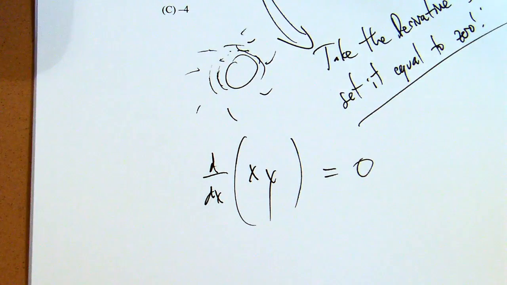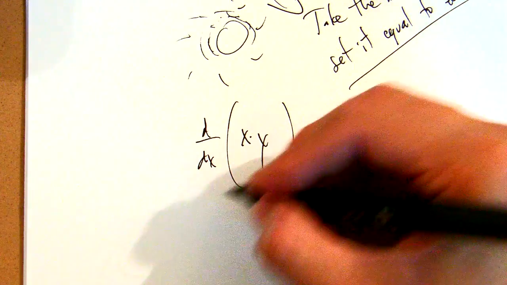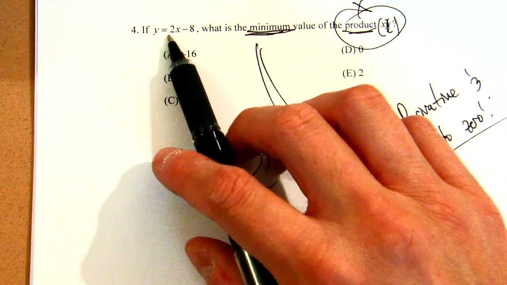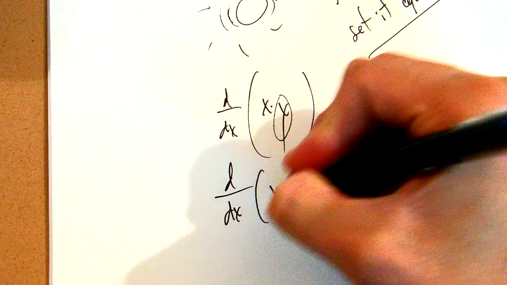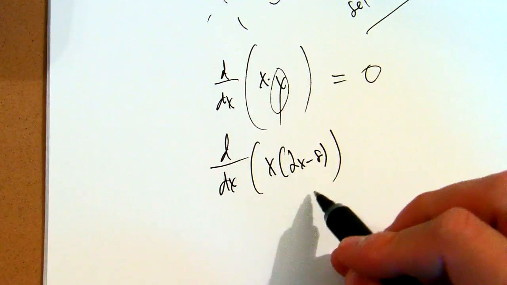right? And here we know, well, x is that. Well, how do we know what y is? Well, y is actually given. Y is just 2x minus 8. So we just put d dx of x times the quantity 2x minus 8. Notice I put parentheses here because you want to distribute the x. We're going to set it equal to 0.